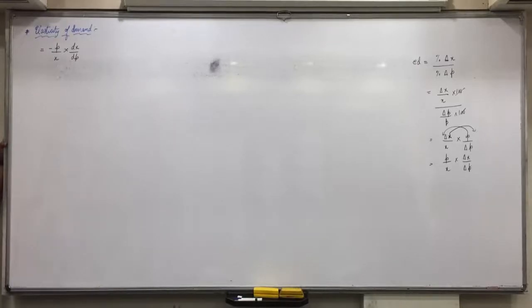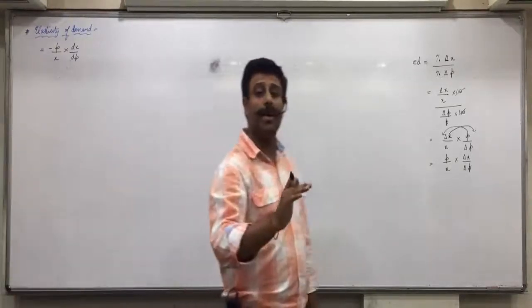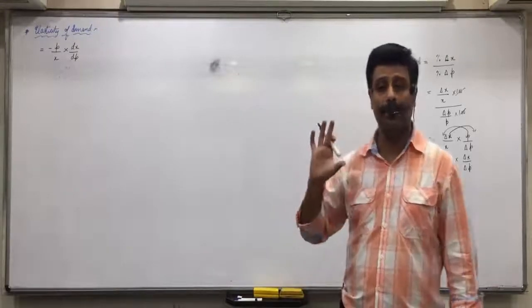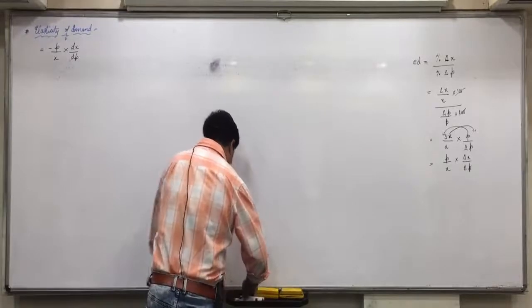Is everyone clear with this? So only this much formula you will remember. What is the formula of elasticity of demand if you find it using calculus? Minus P upon X into dx upon dP. Any confusions with this? Look at the illustration.